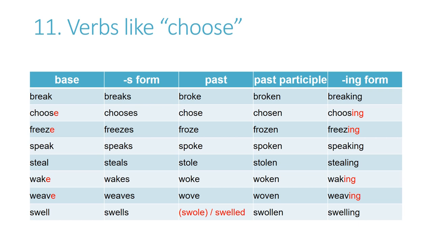Now there's another interesting thing about some of these words, and that is what we call the silent E. If you look at the base form of choose, there is an E at the end of the word. However, this E does not have a sound of its own. It's what we call the silent E. When we add the -ing ending, we have to drop the silent E. That happens in words like choose to choosing, freeze to freezing, wake to waking, and weave to weaving, where the final E in the base form is dropped before the -ing ending is added.